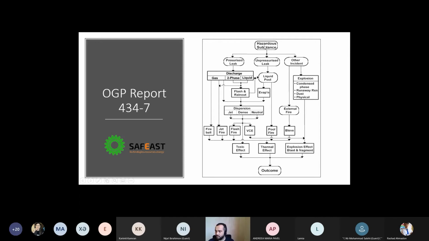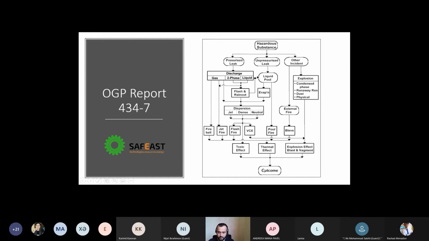So you may have different scenarios like a fireball, jet fire, flash fire, vapor cloud explosion, pool fire, and even, from other incidents due to external fires, you can have a phenomenon called BLEVE. And this is actually the actual event happening. And in terms of the actual physical impact on the target, these different fires may lead to thermal effect, explosion, toxic effect, and finally you will have an outcome, a physical outcome.